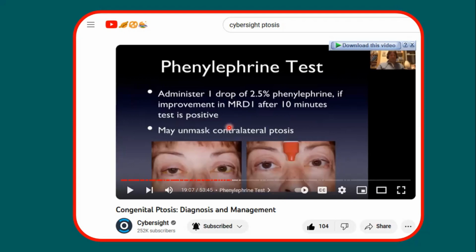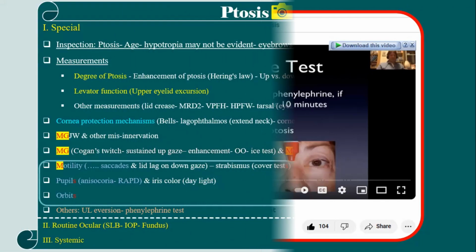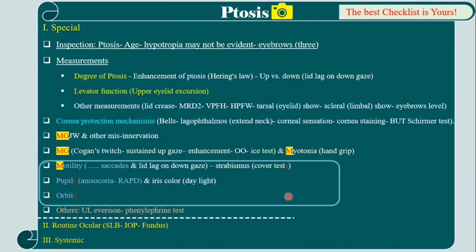Also, he mentioned on the slide that this test may unmask contralateral ptosis. Imagine it's like the manual elevation of the eyelid, the seesaw ptosis we talked about earlier. If we get improvement of ptosis by phenylephrine, because we apply this drop only on the affected side, it might unmask contralateral ptosis. This is the checklist. And you know what? I may add to others pharmacological testing for Horner, to remind you of the importance of pharmacological testing in Horner syndrome.